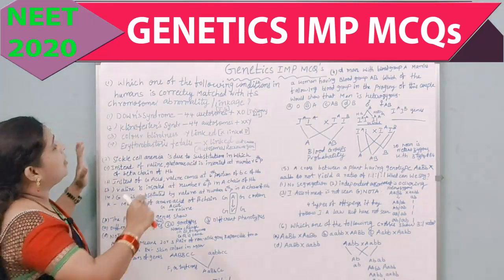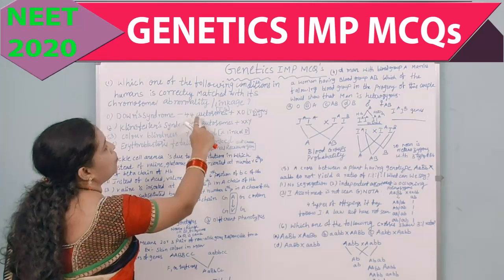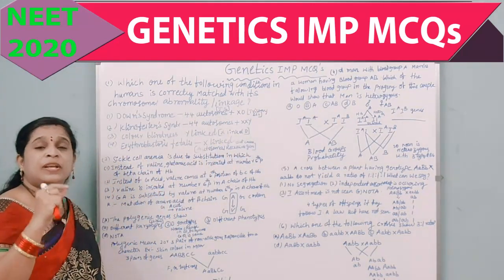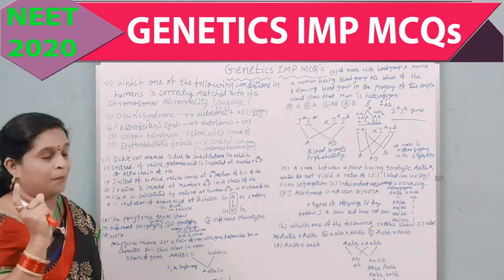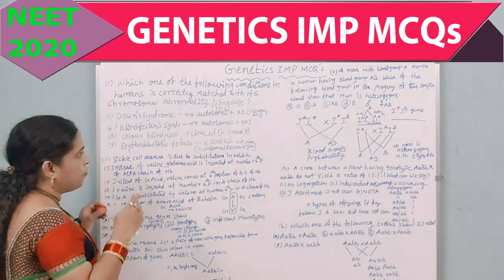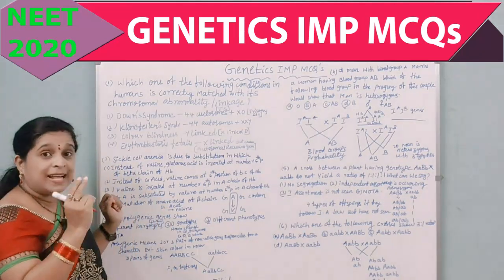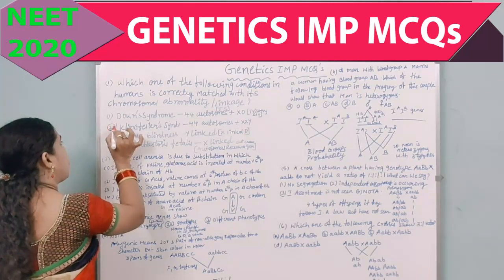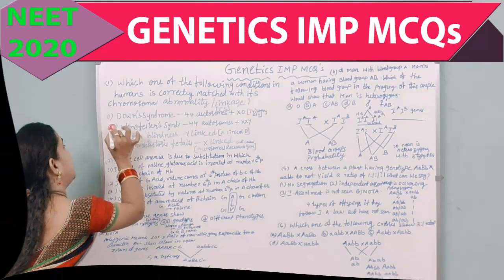Then what is this, 44 autosomes plus 1 X chromosome? It leads to Turner syndrome. Now the answer is Klinefelter syndrome, that is 44 autosomes plus 2 X and Y chromosomes. So you have to bubble this option in the OMR sheet.